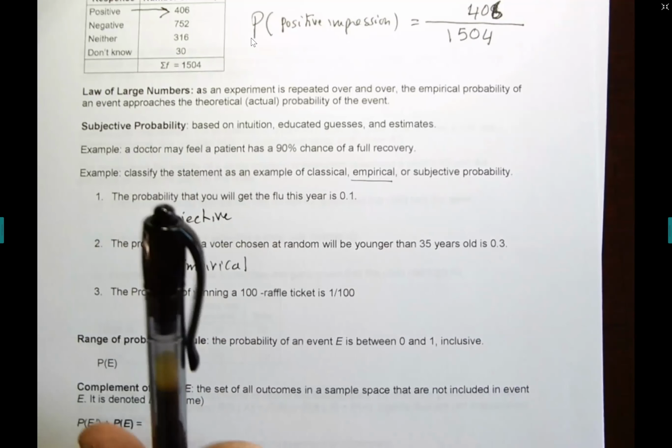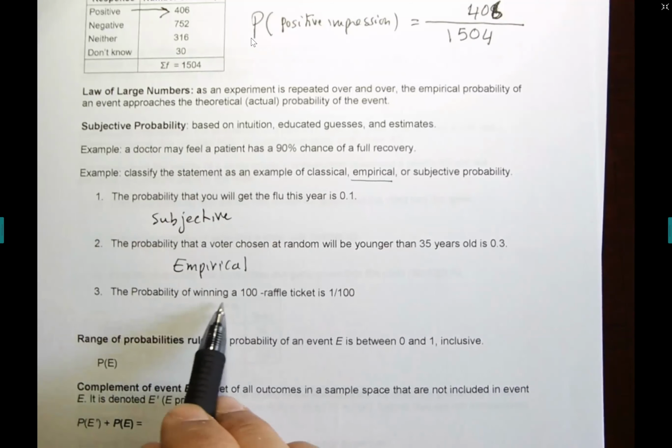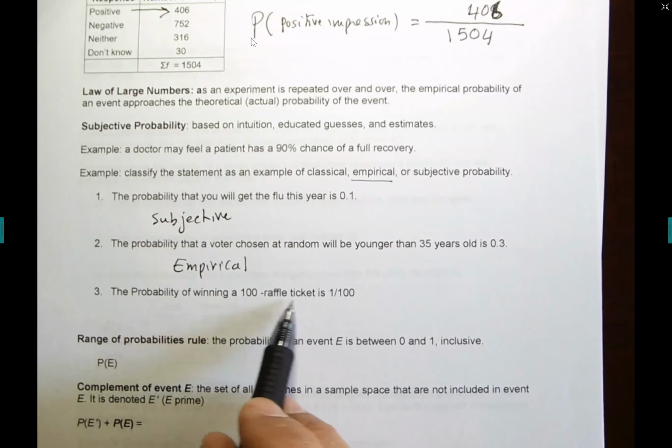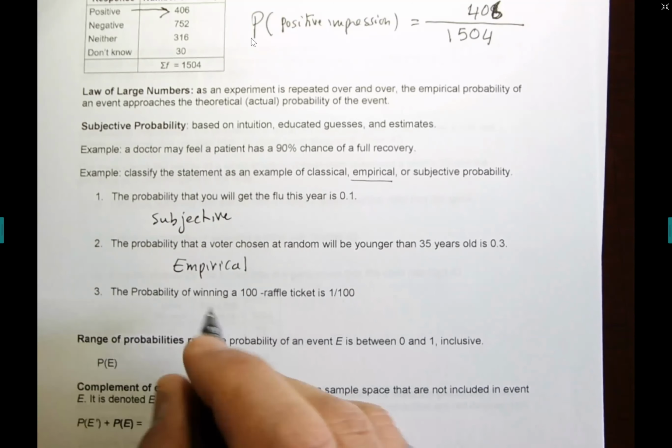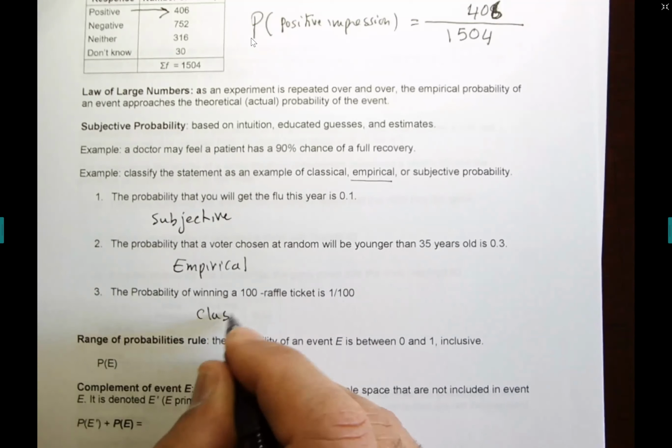classical. The probability of winning 100 raffle tickets is 1 out of 100. You have a raffle, it has 100 numbers, and one of the numbers is a winning number. So the probability of winning, there is one number that's winning. That's what works in your favor, 1 over 100. That is an example of a classical definition.